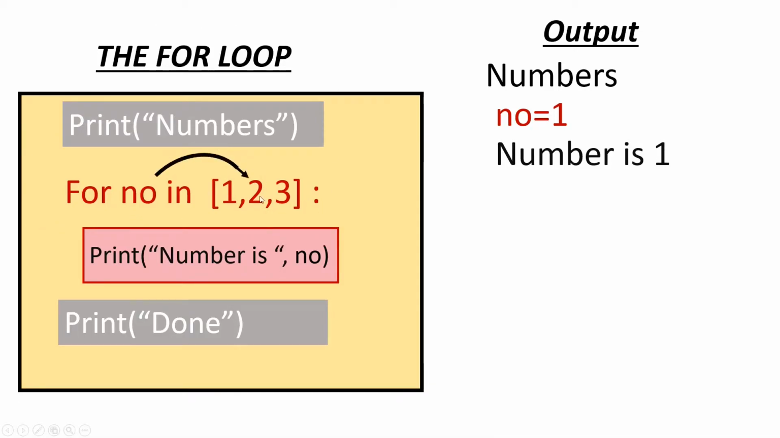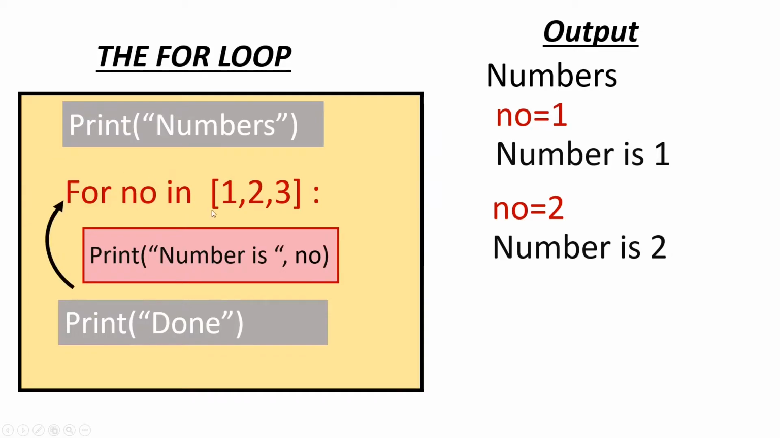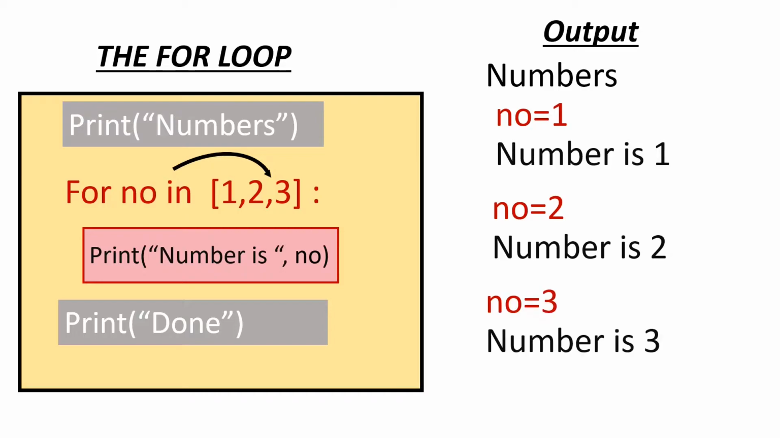So now no becomes 2. No has become 2, and then we go inside whatever there is in the code, and that is printing number is no. So now no has taken the value 2, so that is printed, number is 2. Now again, as soon as whatever code is there in this print block runs, again we go up to the for loop and check, was 2 the last element of the collection? No. So now number will take the value 3, and it will run the snippet of code that is there in the print box, and that is number is 3.